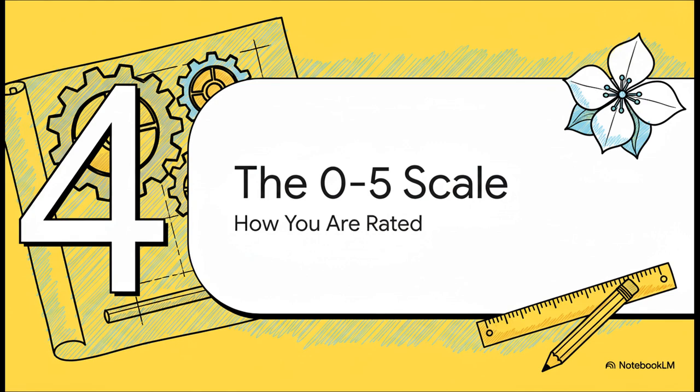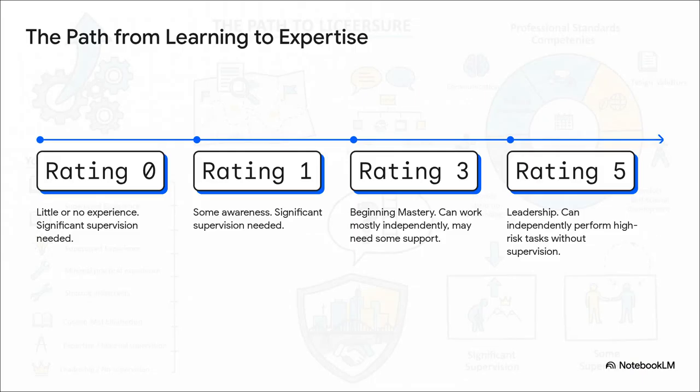Okay, so we've talked about what you need to show them. Now let's talk about how they measure it. That brings us to the 0 to 5 rating scale. This is how it all gets broken down into numbers, a simple 0 to 5 scale. The best way to think about it is as a journey, right? From learning all the way to leadership. A 0 means you've pretty much only got academic knowledge, while a 5 means you're a leader who needs no supervision at all. The real sweet spot, the target you're aiming for, is to show you've reached at least a level 3 in the required areas. That's the proof that you can work mostly on your own.